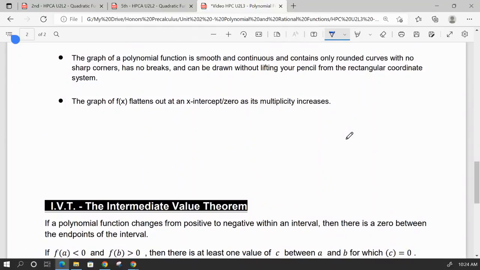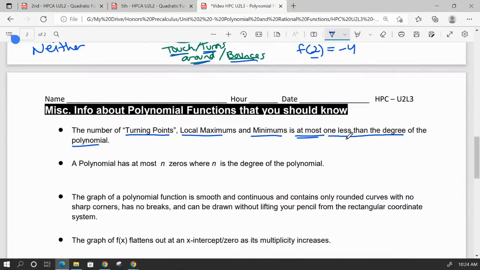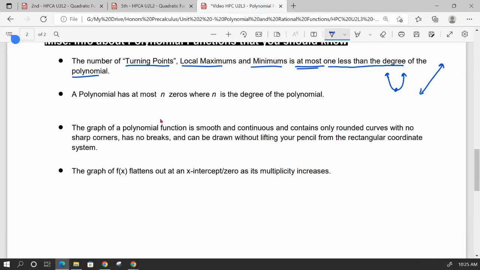If you think of a parabola or quadratic function, it has a degree of 2, but there's only 1 turning point. A linear has a degree of 1, but there's no turning points. So that's where that rule comes in. A polynomial has at most n zeros, where n is the degree of the polynomial. So if the degree is 4, then there should be 4 zeros, including multiplicities.